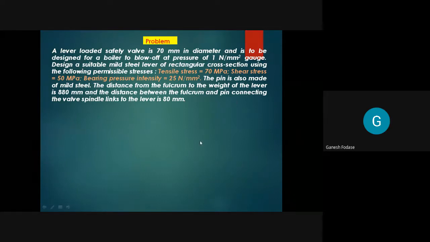So we'll start with design. You can note down this numerical. All of you have noted at least the given data, or actually instead of given data, write the problem statement down completely.